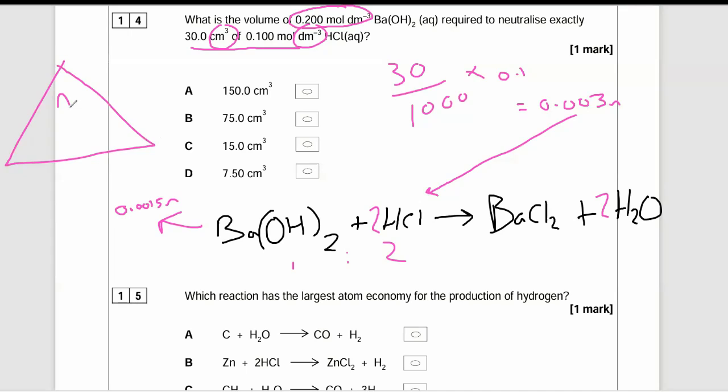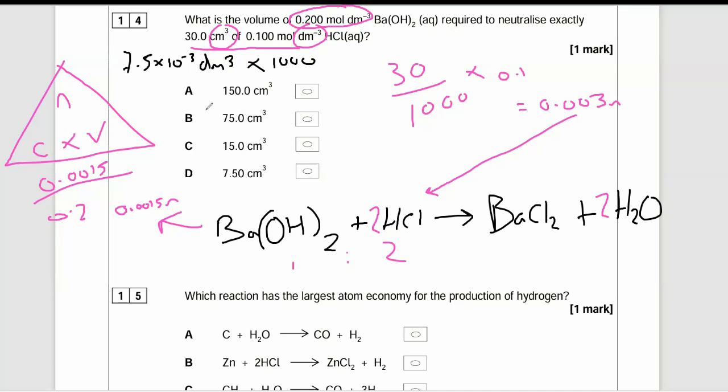Well, it's a 2-to-1 reaction, so we need to divide it by 2. So we've got 0.0015 moles of barium hydroxide. We then do n over c times v because we've got the moles. So we're going to divide it by c, 0.2, because that's the concentration, which I've circled at the top there. And that's going to give us the volume. Remember, the volume will be in decimeters, 7.5 times 10 to the minus 3.